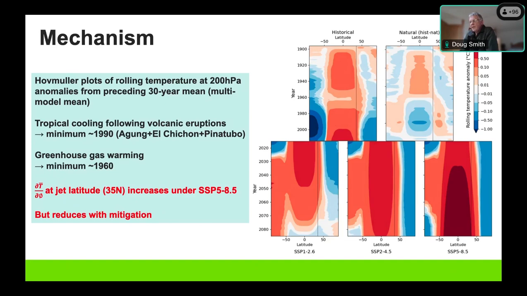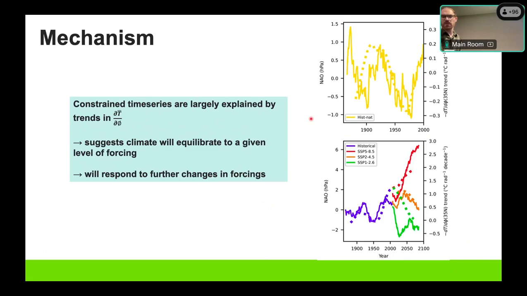Whereas when you look at the scenarios that have some mitigation, you can see that dT by d phi, the meridional temperature gradient, starts to decrease through the action of mitigation. Next slide, please. You're about out of time, so please wrap up. Yeah, this is the last one.